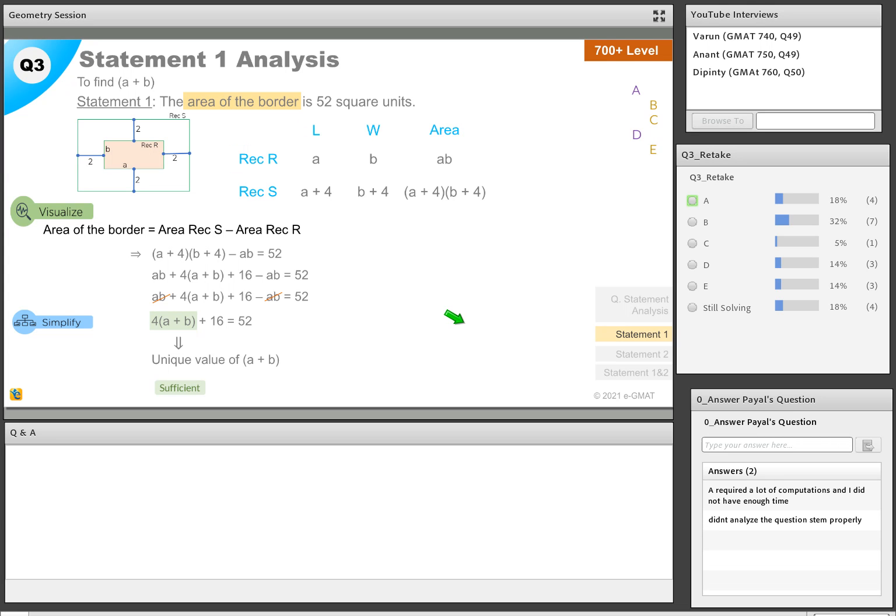Didn't analyze the question stem properly. Absolutely. I knew that. And that's again a very, very important thing. In DS questions, analysis of the question stem is the most important thing. Required a lot of computation and did not have enough time. Now again, this is not really a lot of computation. So if you felt this was overwhelming for you, then you need to spend some time in the Quant Basics course, and you need to learn how to process variables. Okay, that's very important.